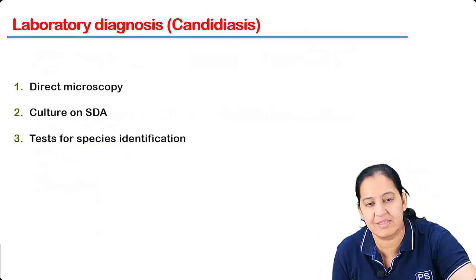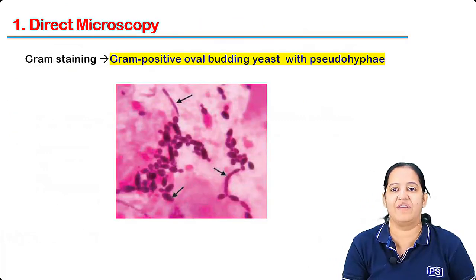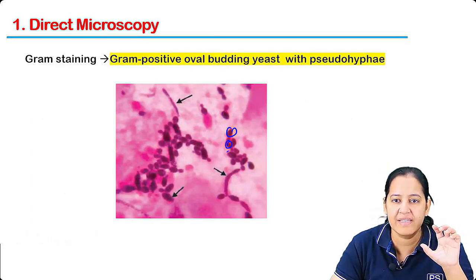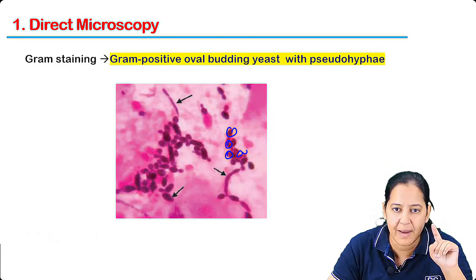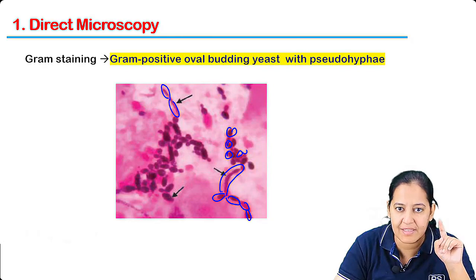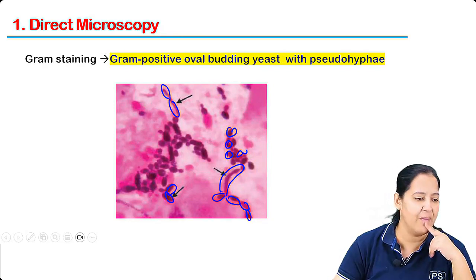Lab diagnosis. In direct microscopy, you will get the yeast and the pseudohyphae. Basically, these are yeast-like. You all can see these are the yeast. But I'm highlighting a structure. Can you tell me what structure I'm highlighting? Wherever the arrow is there, I'm highlighting a structure.